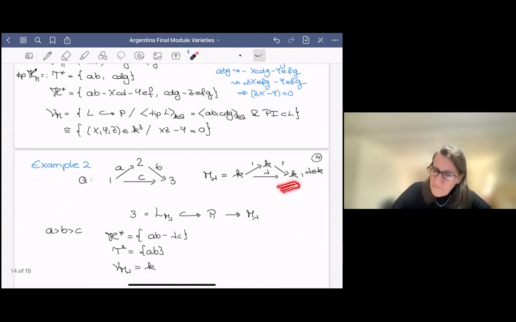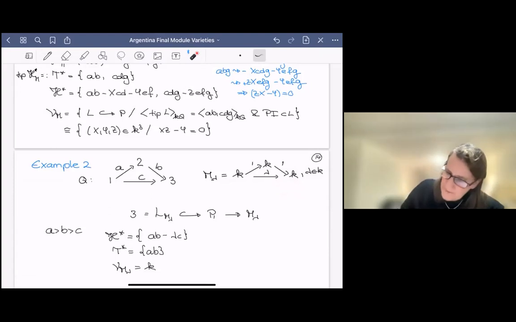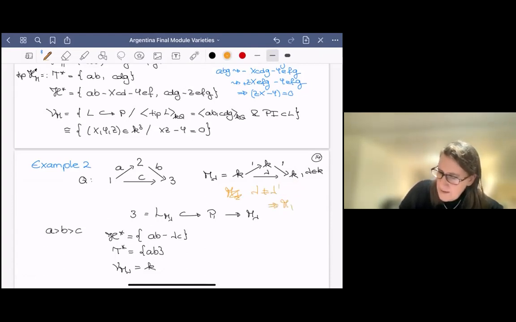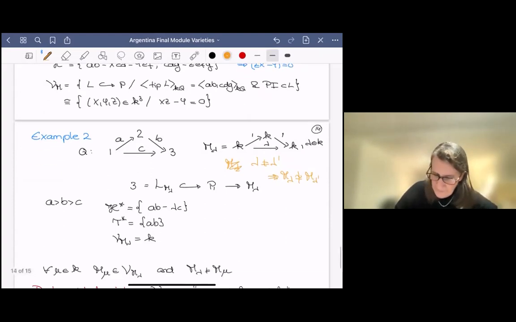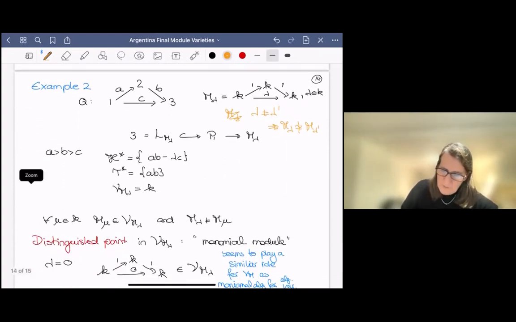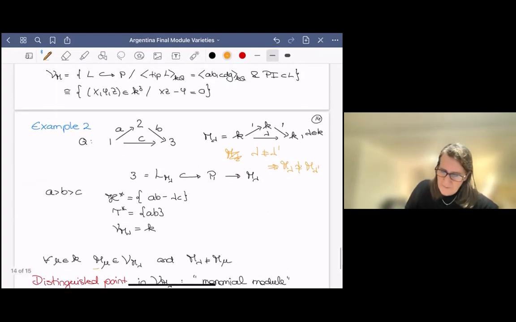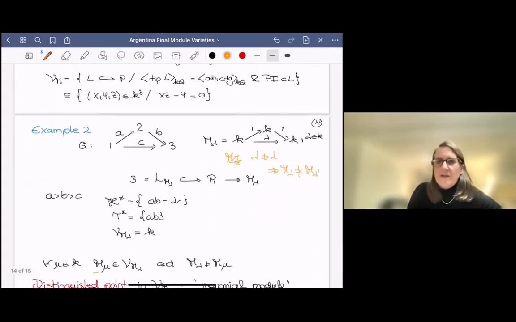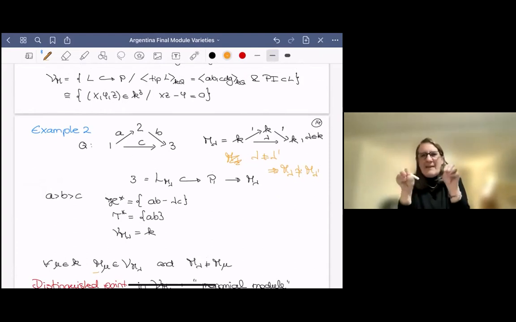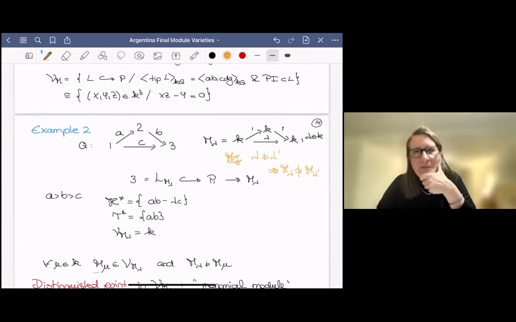But at the same time, we know that all these modules here are non-isomorphic. So if we have lambda different from lambda prime, then we know that M lambda is not isomorphic to M lambda prime. And so this means inside the variety, all the modules are distinct. So we have a line and each point is its own isomorphism class.